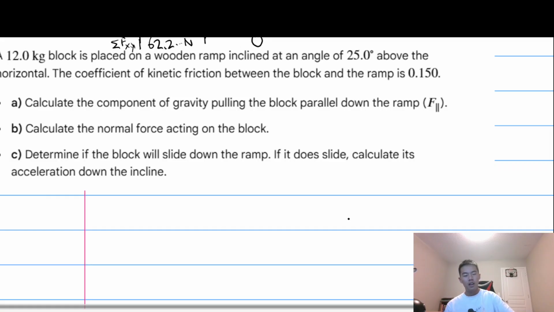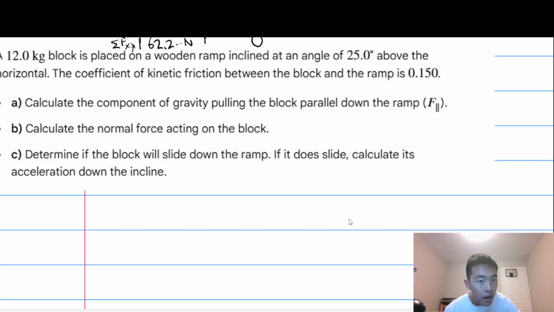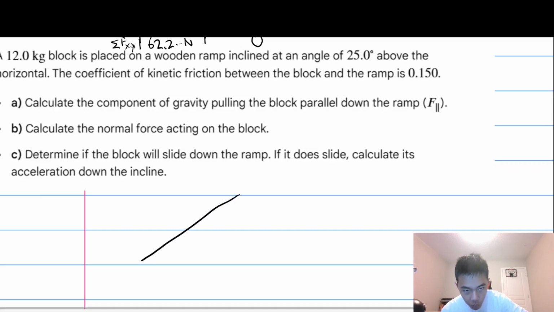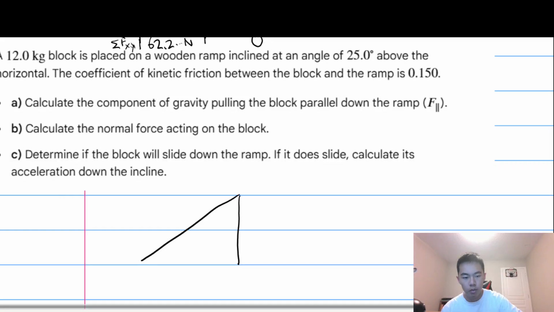So, let's first start with a Rosetta. Oh, I'll do that later. A free body diagram. So, let's draw this wooden ramp. This is a ramp. I'll color it brown because wood is typically brown.